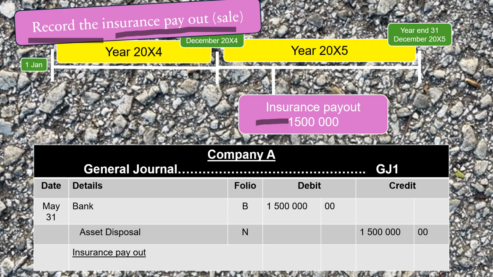Let's move on. So we recorded what insurance paid out, 1.5 million, and I forward dated this to when we got the money, May the 31st: debit bank 1.5 million, credit asset disposal 1.5 million.